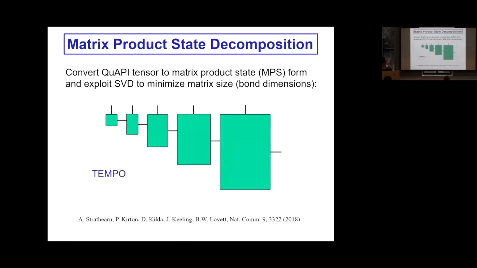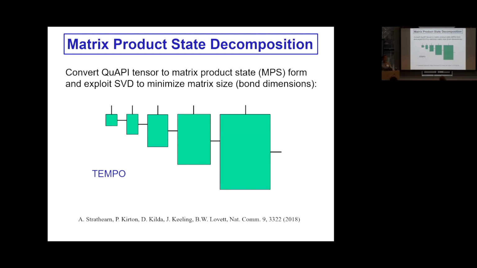All right, so a few years ago, Jonathan Keeling and Peter Kirton and collaborators worked out a very nice, different decomposition of the QUAPI tensor in terms of matrix product states. And the expression takes this form. This is my own diagrammatic representation of this. So at each time point, you have a matrix, and you multiply those matrices, and the dimensions of the matrices, or bond dimensions, would grow as the number of paths if you did nothing else.